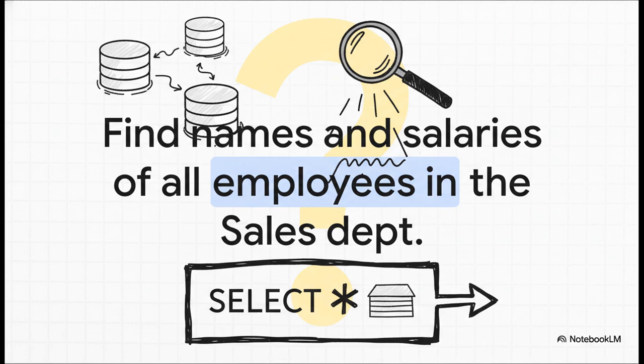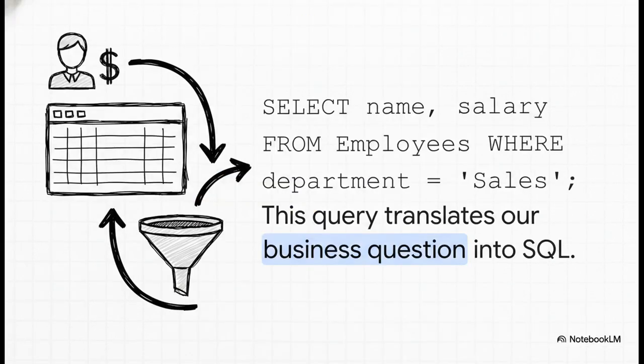So how do we translate this simple English question into SQL? Just like this. This is the absolute bread and butter of SQL. You can read it almost like a sentence. Select the columns you want to see. In our case, name and salary. Tell it from which table to look. That's our employees table. And then where you want to apply a filter. We only want the rows where the department is sales.